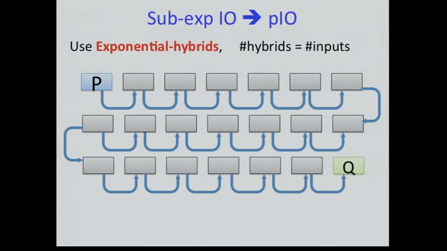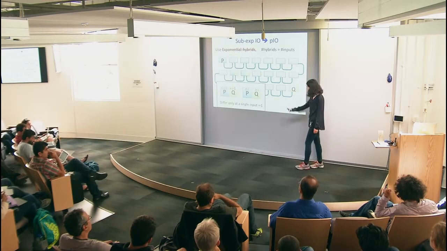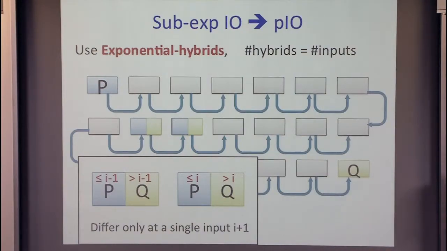As you can imagine, we're going to start from one end, which is the obfuscation of P, to another end, which is the obfuscation of Q, and we're going to gradually morph those programs one input at a time. So if I look at two neighboring hybrids, they decide which program to use to evaluate the input just one step at a time. In neighboring hybrids, the two obfuscated programs actually only differ on one input. In this particular case, they differ at input I.